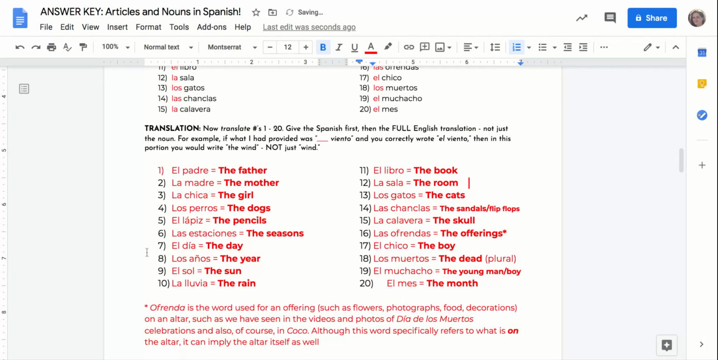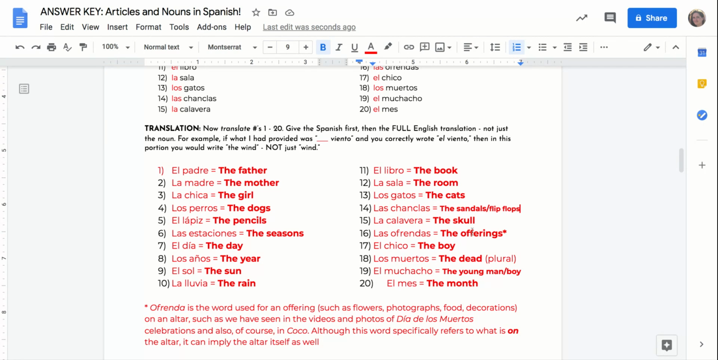Los gatos is the cats. I probably didn't need to go over that one. Las chanclas is the sandals, but specifically flip-flops, and that's included because in Coco, first of all, they make chanclas in their shoe factory, and also the abuelita uses her chancla as a weapon. If you don't know what I'm talking about, then you need to rewatch Coco.